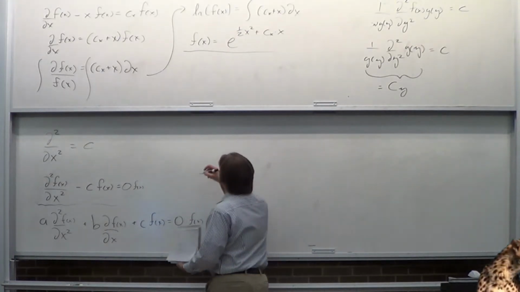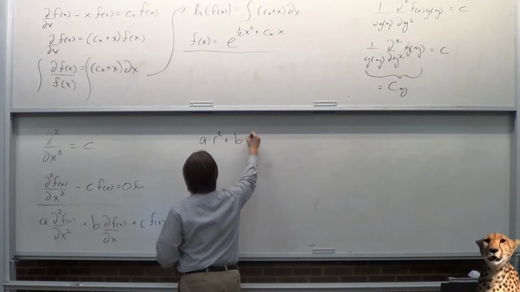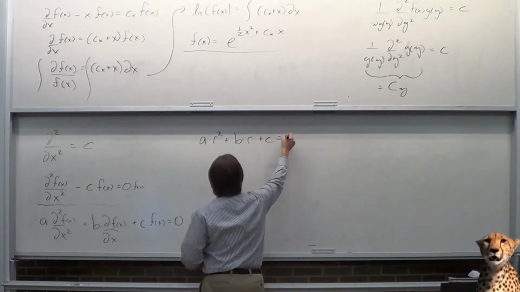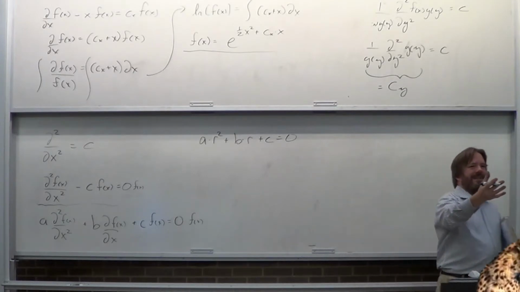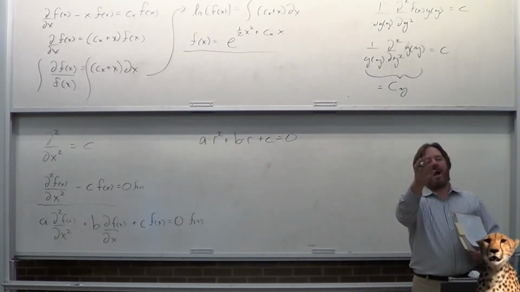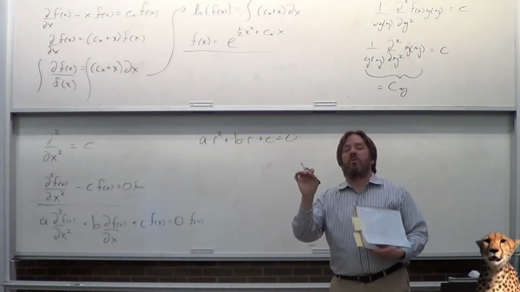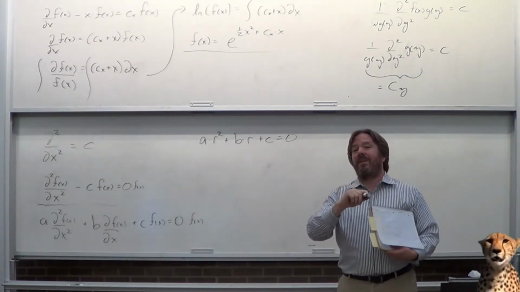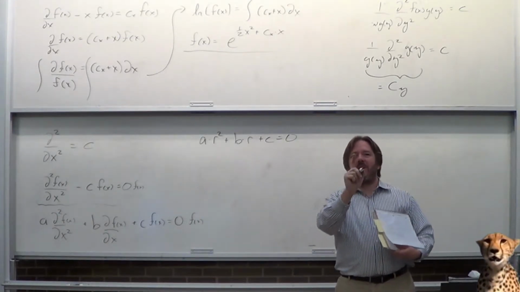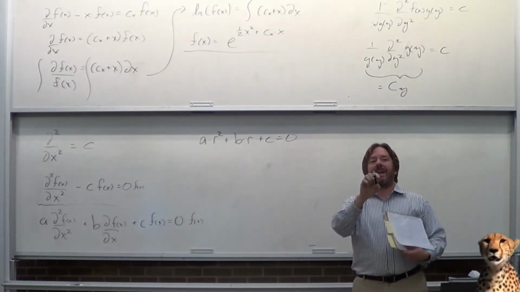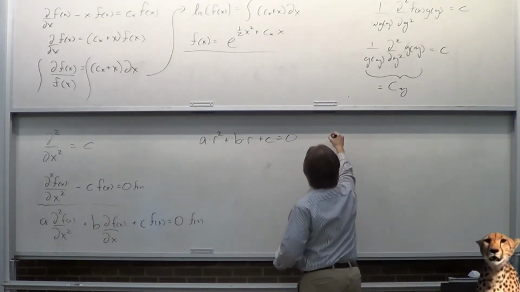But notice that this looks just like a times r squared plus b times r plus c equal to 0. It's the characteristic equation, or the auxiliary equation. What's the solution for r? I'm using r for a root, by the way. And there's two answers to this equation. Think 5th grade.